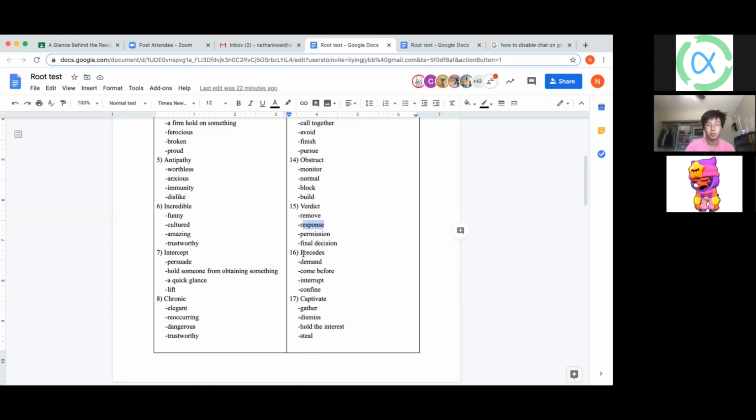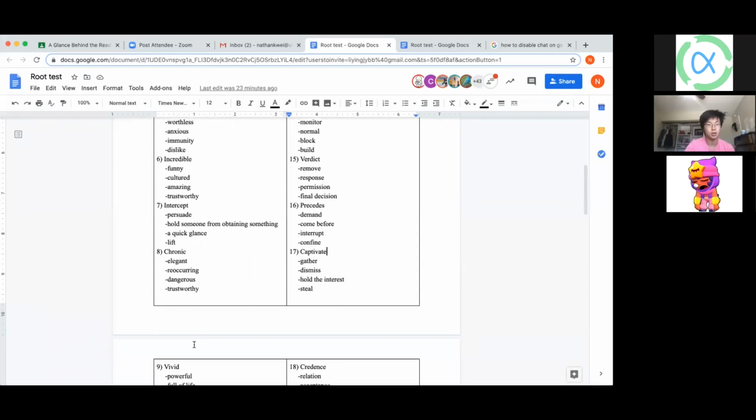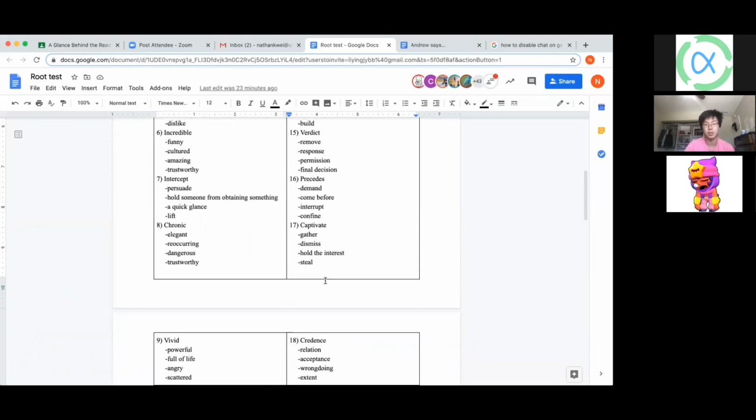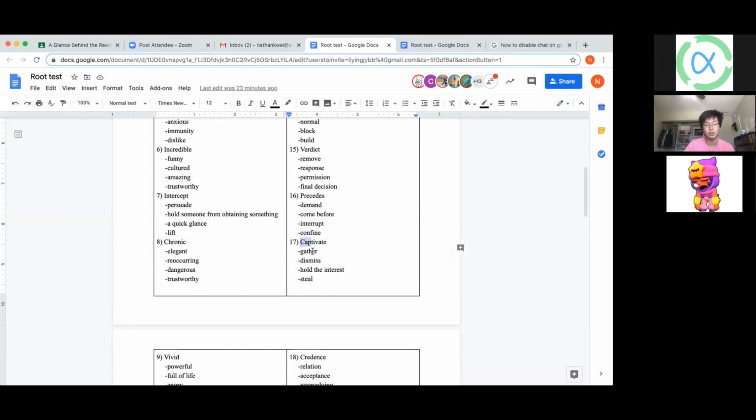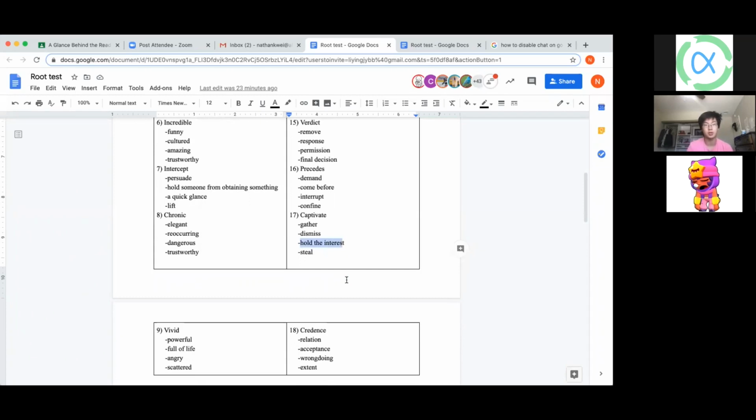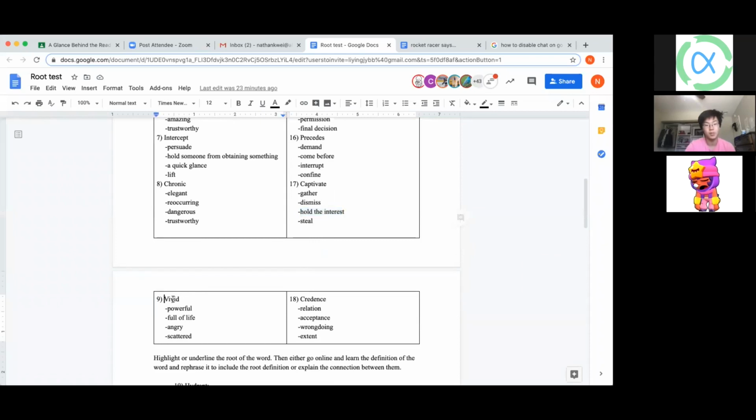Precedes. Pre is the one here, and that means before, so come before. Captivate. Oh, sorry, I missed 9 and 18, but we'll get to those. Captivate would be to hold the interest of. Cap means hold, so hold the interest of, or draw attention, like you're so focused on it. Vivid. Viv means life, so vivid would mean full of life. Like a person, he's a very vivid person, a very lively person.